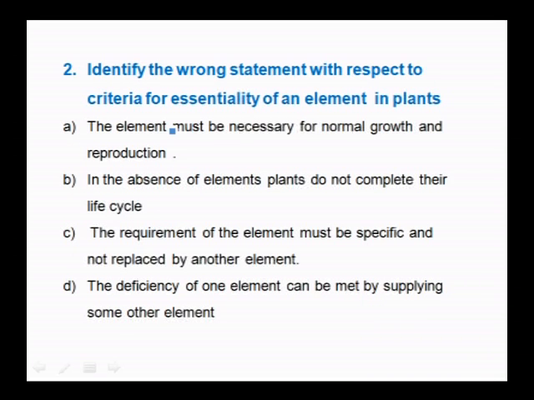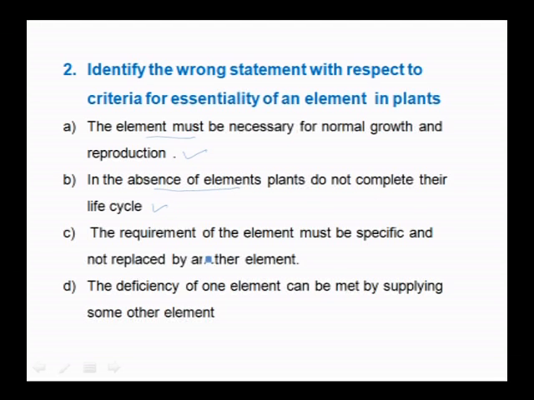Look at the next question. Identify the wrong statement with respect to criteria for essentiality of an element in plants. What is the major criteria for the essentiality of the elements is the question. The elements must be necessary for normal growth and reproduction. This point is correct. The absence of elements in plants do not complete their life cycle. In absence of elements, definitely plants cannot complete their life cycle. This point is also correct.